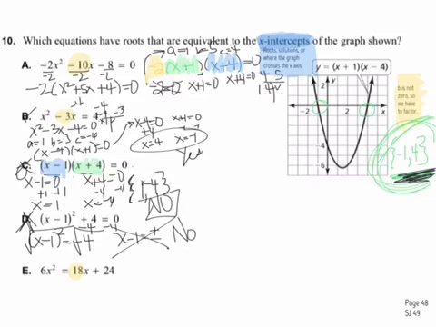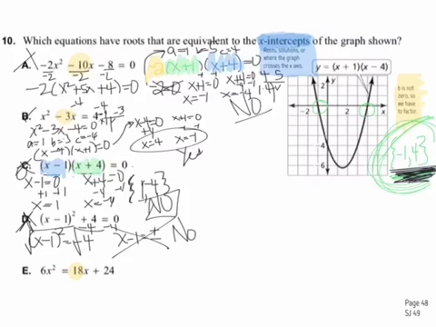I'm going to subtract 1, subtract 4. So I got -1 and -4. Are these answers -1 and -4? No. So A's not the answer. Okay, let's go down to E.